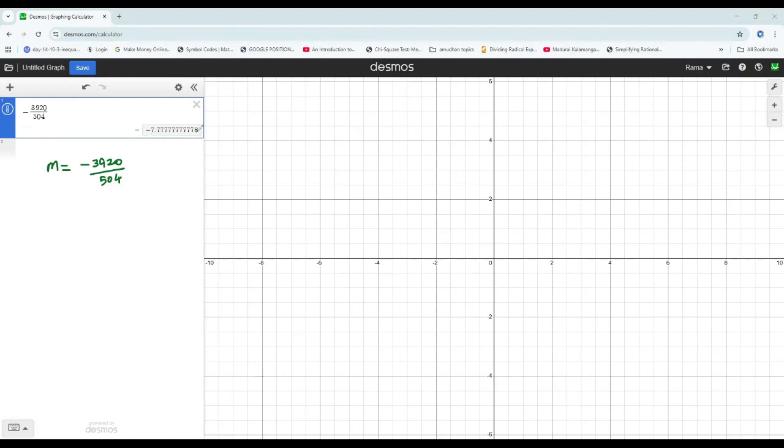And the question does not say that we have to round our answer to the nearest tenth or nearest hundredth. So let's keep our answer in fraction form. So the simplified form of this fraction is negative 70 over 9. Therefore, the value of m is negative 70 over 9.